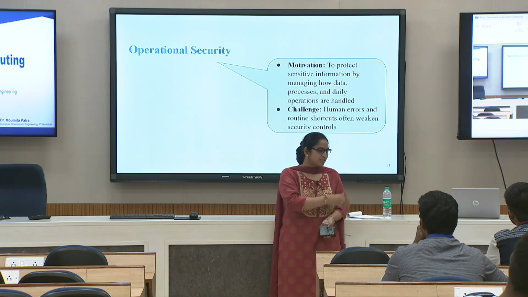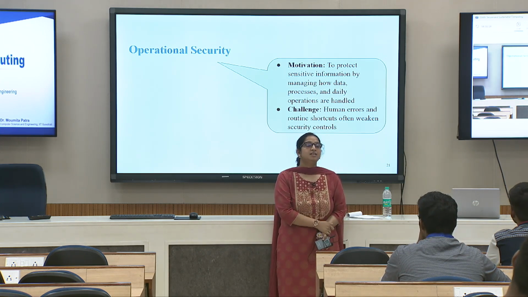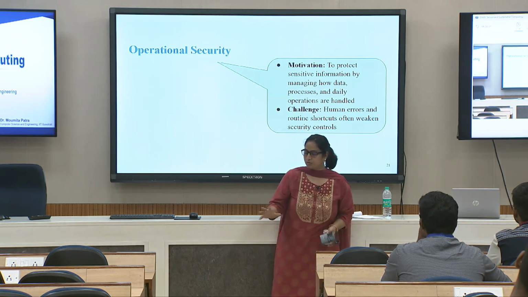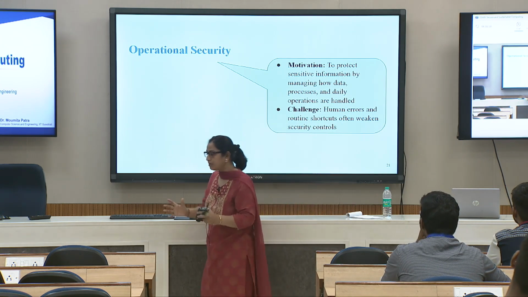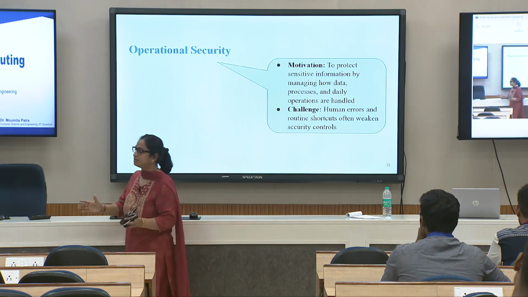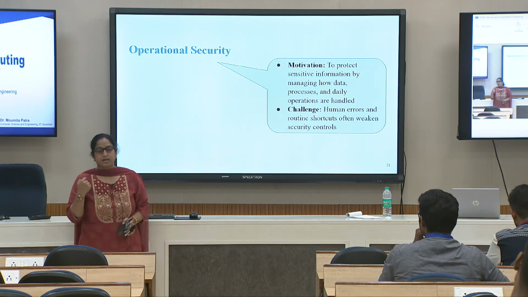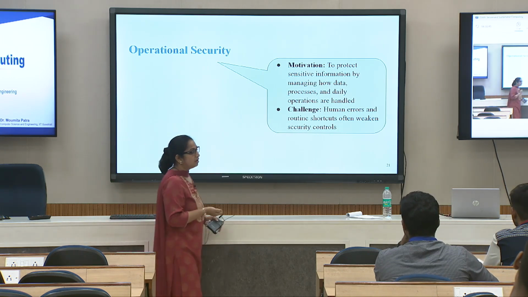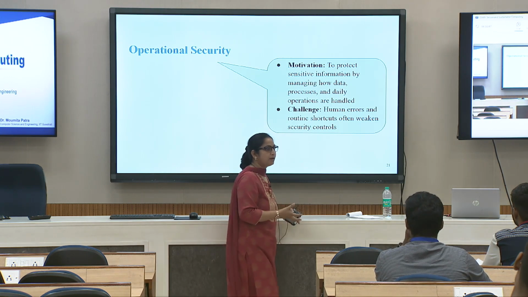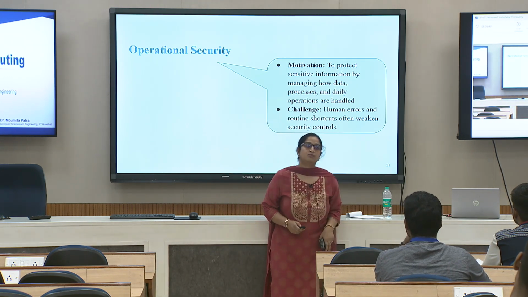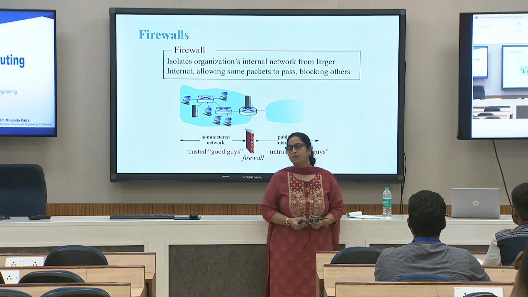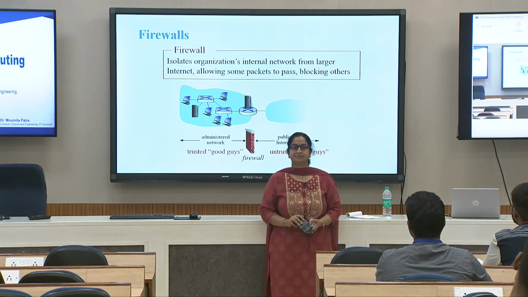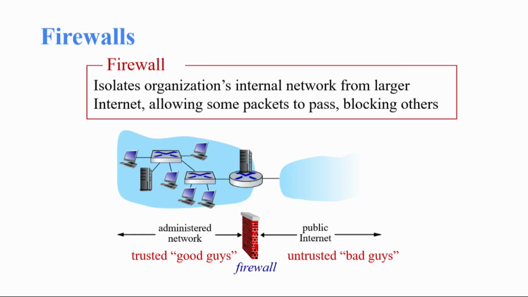Operational security, as you can see here, is used to protect sensitive information of any entity, it may be an organization, maybe a particular person, for managing how data is processed and how daily operations are handled. So let's start with the first one, that is firewall. So what's a firewall? It is given in the slides, but if you have anything to add on to it.